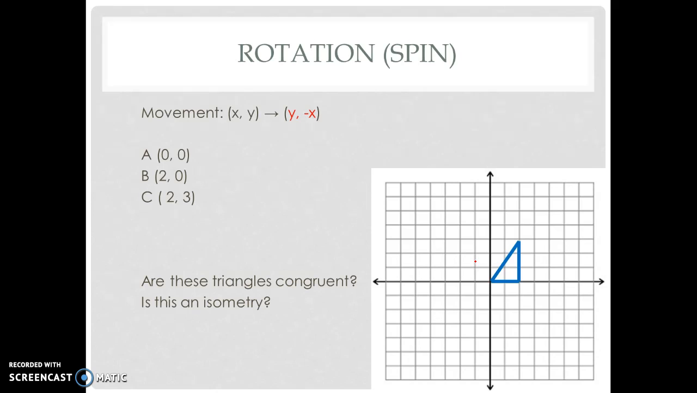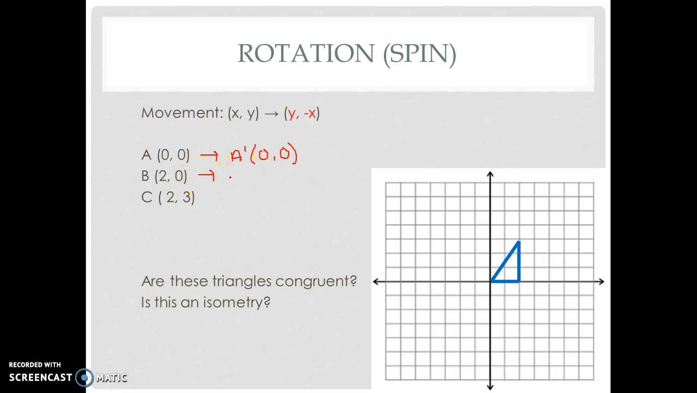An example of a rotation or a spin. The rule here is that we have our x and y values. First of all, we switch x and y, and then we negate the second number. So, for A prime, we switch 0, 0. So we still have 0, 0, and then we negate the second number. Well, negative 0 is simply 0.